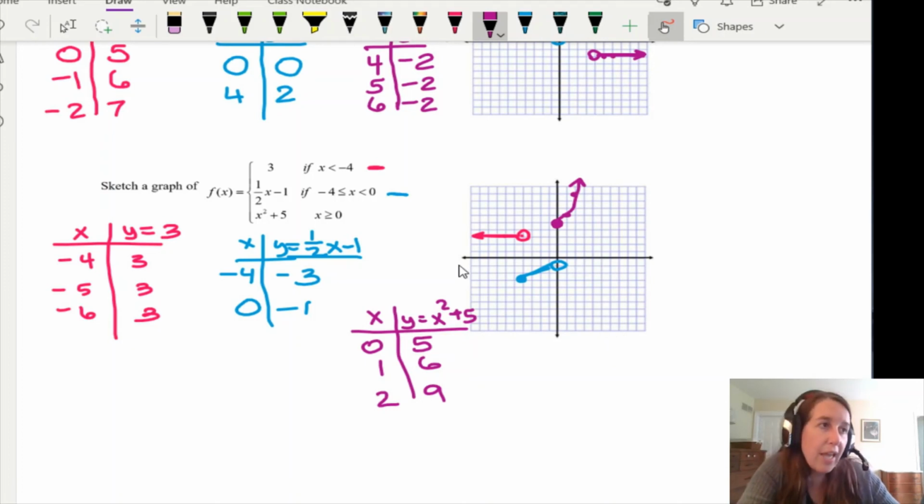Okay, and once again, I have a piecewise function. Notice the domains actually don't overlap, even though they almost look like they do. They are 3 separate domains, 3 separate functions.